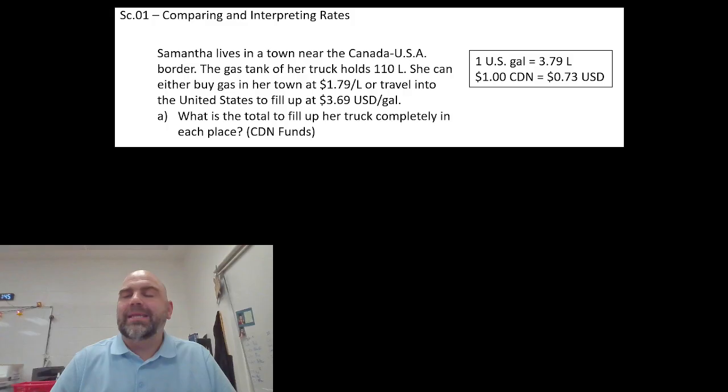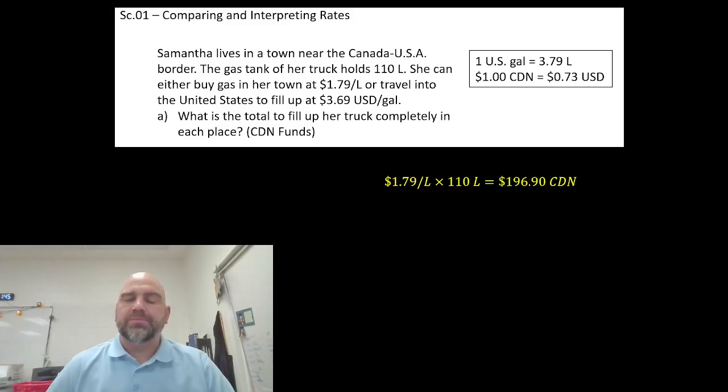Well, we're going to look at Canadian funds, and this is going to show which one is in fact cheaper. Another way to do this would be to figure out which is the cheaper rate, and we could do that as well. But for right now, we're going to look at how much it costs to fill up in each place. The first one is fairly easy. Let's look at the Canadian one here. We take the number of dollars per liter, multiply by 110 liters, and that gives us a total of $196.90 Canadian. Whew, gas is expensive.